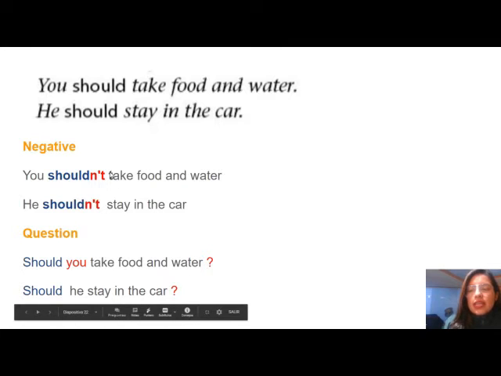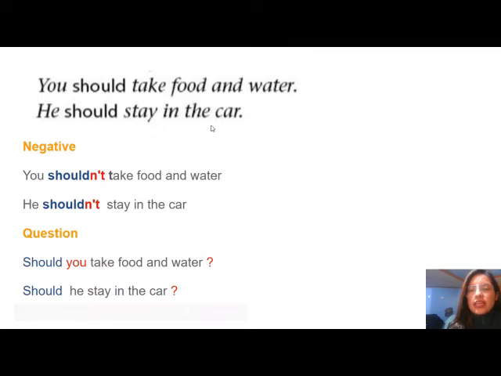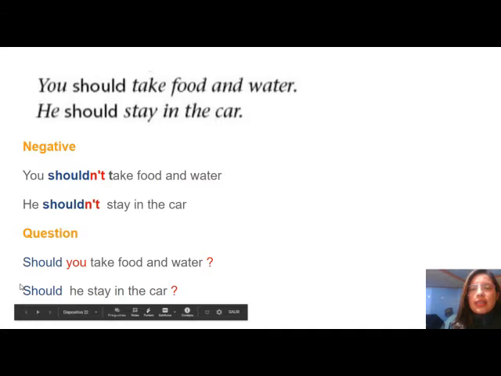Okay? The next. He should stay in the car. Now, change in question. You have to write in the first part the modal, should, the subject, he, and the verb stay, and the complement in the car. And don't forget the question mark. Okay, should he stay in the car?